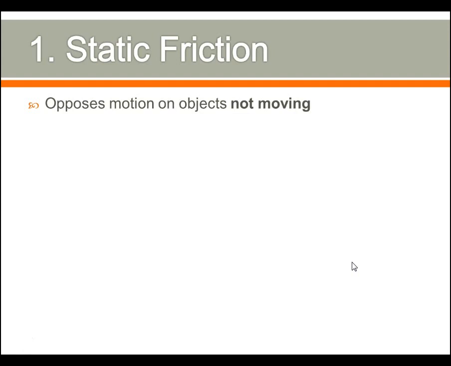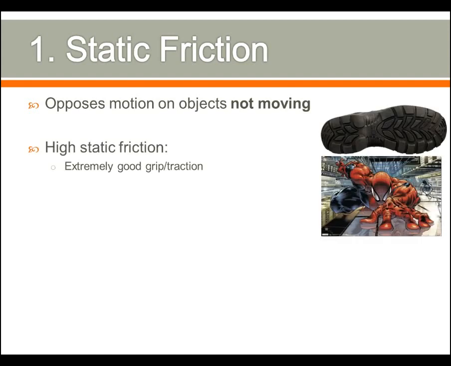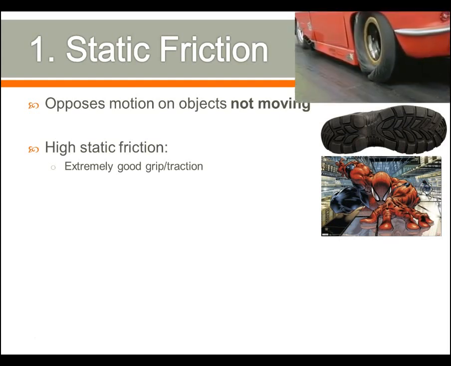Static friction opposes motion on objects that are not moving. Now you're probably thinking, how can there be friction if they're not moving? Well, let's give an example of high static friction. Think of shoes, or obviously that's not the way Spider-Man works, but let's go with the idea there. A good shoe is one that has really high static friction. As it touches the ground, it does not move. You want that thing to just hit the ground and not move. You don't want it to slide past each other. You have high static friction. The objects don't move and they don't want to.